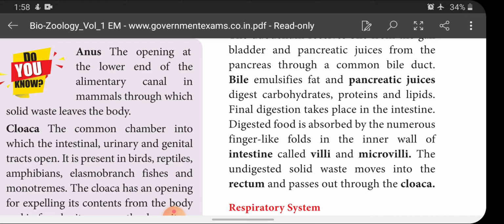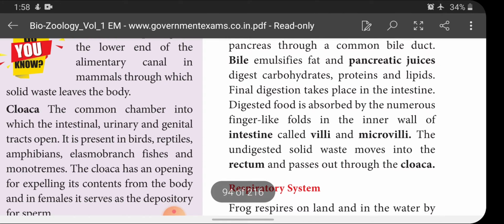Final digestion takes place in the intestine. Digested food is absorbed by the numerous finger-like folds in the inner wall of the intestine called villi and microvilli. The undigested solid waste moves into the rectum and passes out through the cloaca, right? More or less, the digestive system of the frog is the same as our digestive system.